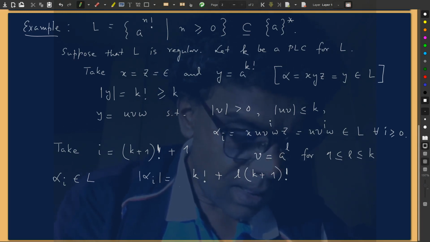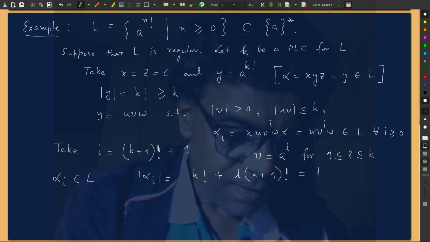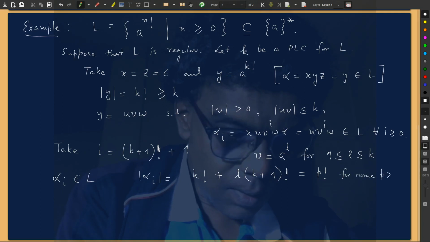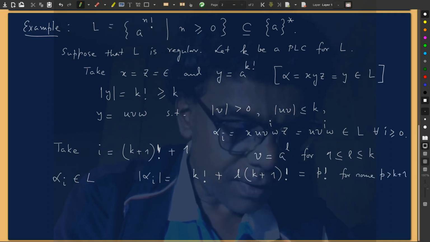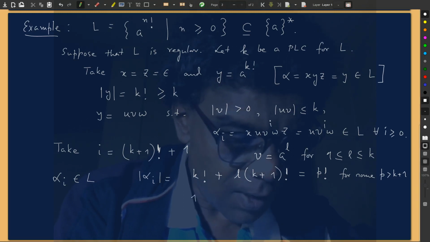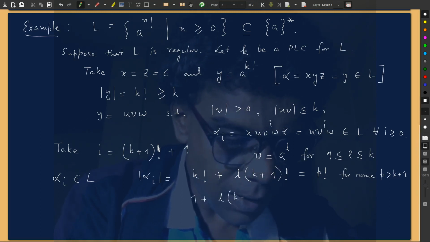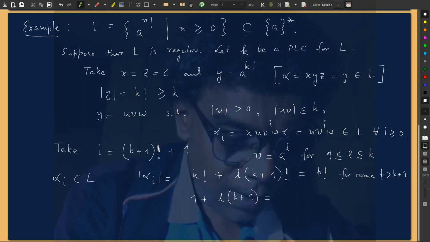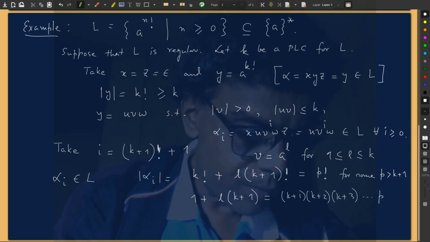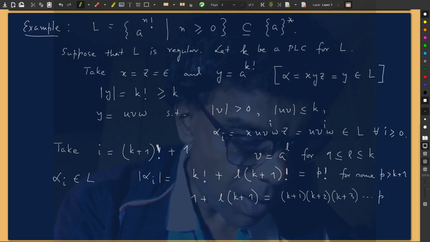Since alpha i is in L, its length must be of the form, let us say, p factorial for some p. And you can see this must be greater than k plus 1 factorial, because l is greater than 0. So now if I divide throughout by k factorial, what do I get? 1 plus l times k plus 1, and on the other side I have k plus 1, k plus 2, k plus 3 up to p. So here this is the trick, choosing some i carefully.